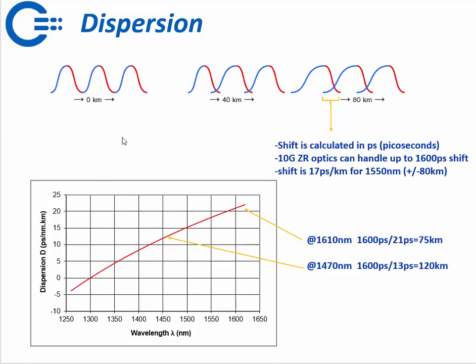The dispersion is causing the 1470 and 1490 to be able to do 100 kilometers. You can see the dispersion curve here. The higher you go in the wavelength, the higher the dispersion is. At 1470 you will have a dispersion of 13 picoseconds per kilometer. If you have 1600 maximum, you can do up to 120 kilometers with a 1470. But then of course you will have the attenuation, which is the limiting factor.